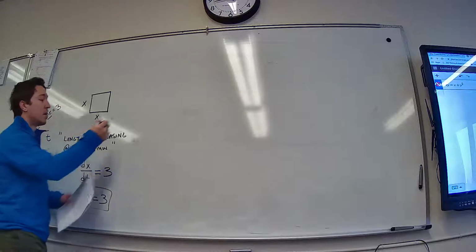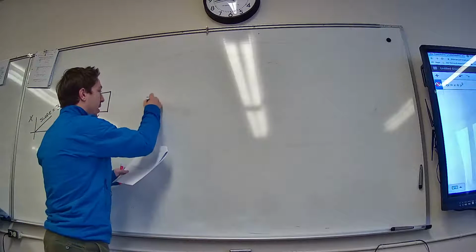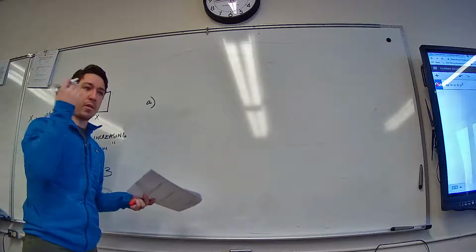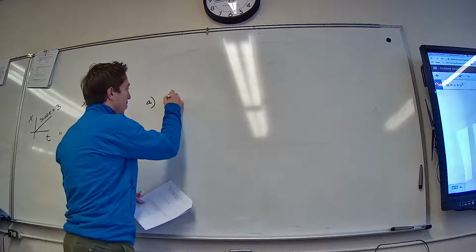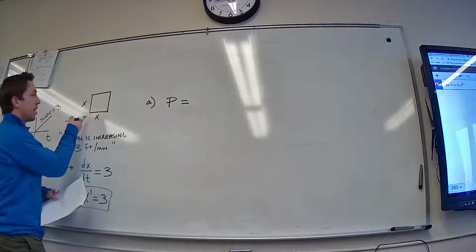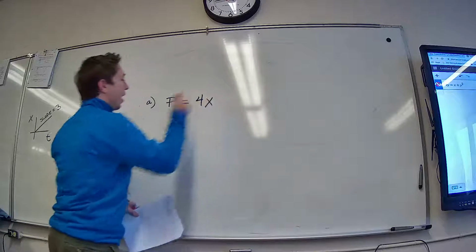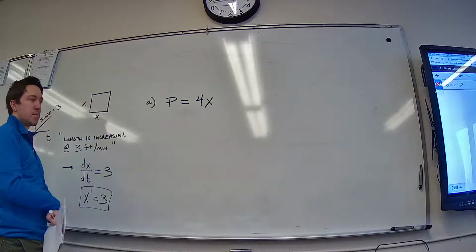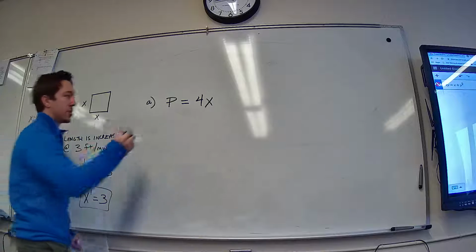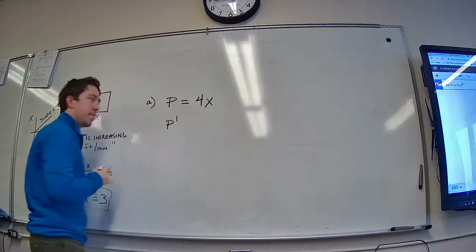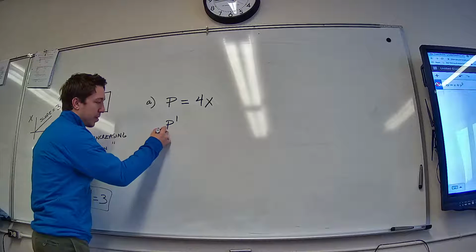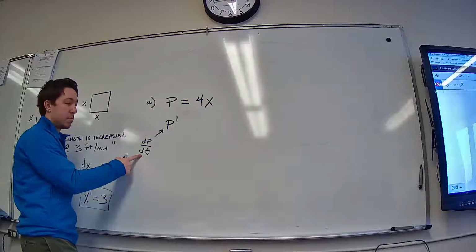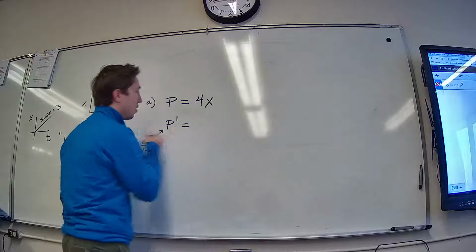Anyway, the first part a says, at what rate is the square's perimeter increasing? What you do for a question like that is you start off and write an equation for the perimeter. What's the perimeter of the square? 4x. Great. Well, the question's asking, what's the derivative of the perimeter? At what rate is the perimeter increasing? So you'd say p prime, and by the way, p prime means the change in the perimeter with respect to time. Would be what?